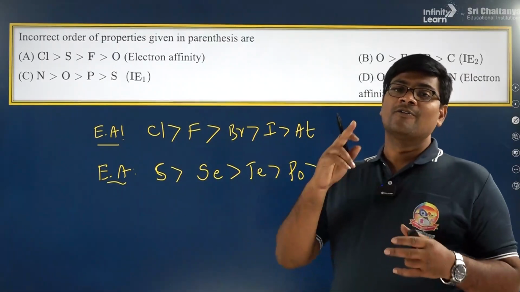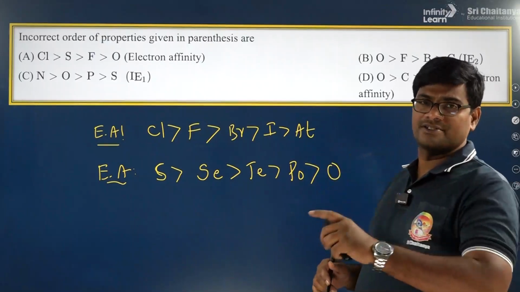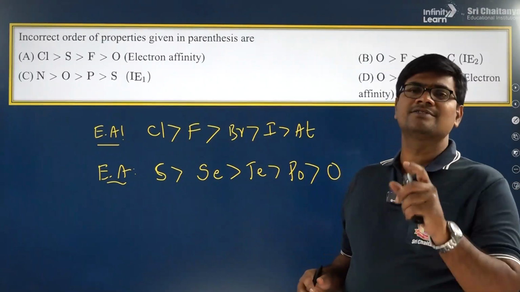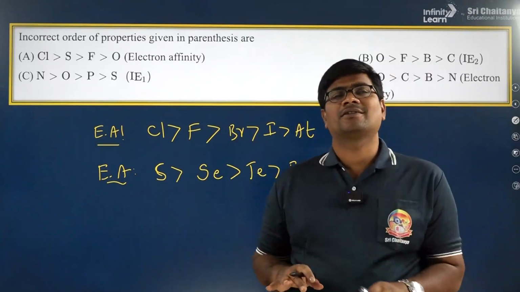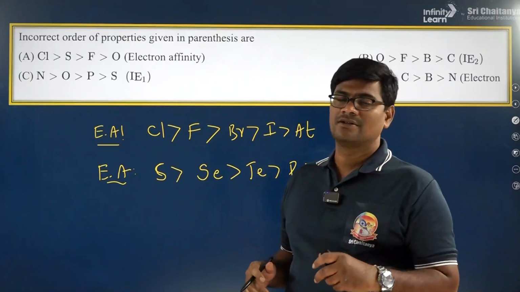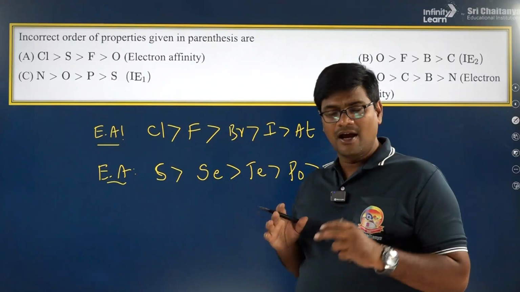Why? Because fluorine, after gaining one electron, converts into a noble gas configuration. It gets the noble gas stable configuration. However, oxygen, after gaining only one electron, there is no use. It needs to gain two electrons to get the stable noble gas configuration. Therefore, oxygen electron affinity is least in the 16th group.